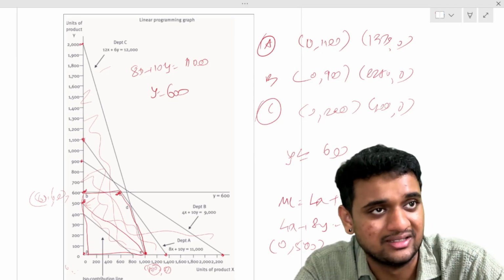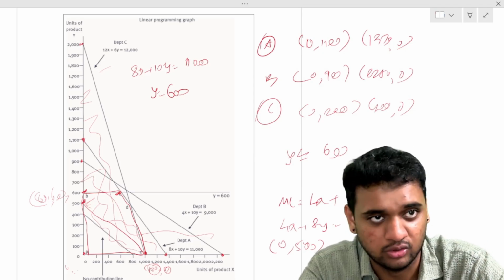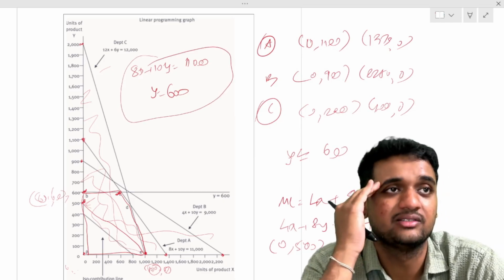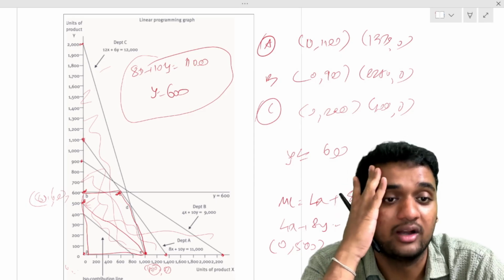So we have two equations: 8x plus 10y is equal to 11,000, and y is equal to 600. Do you know how to solve two equations? Solve and tell me what x and y are.